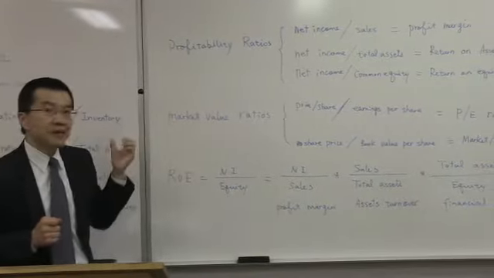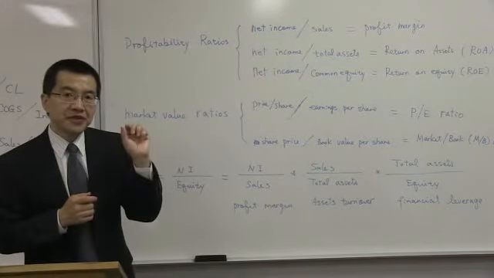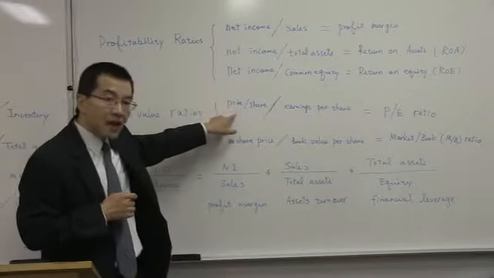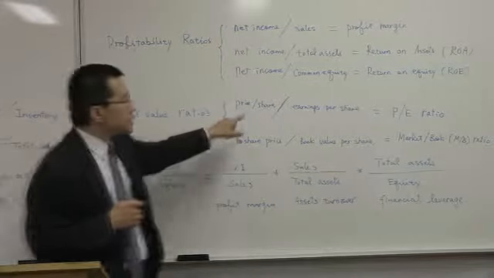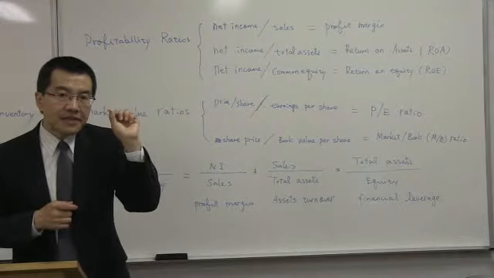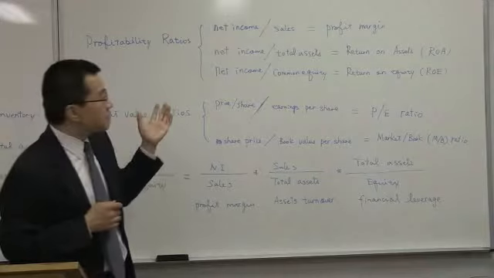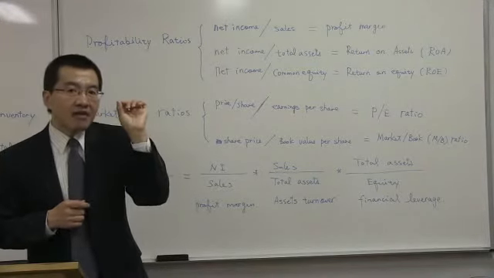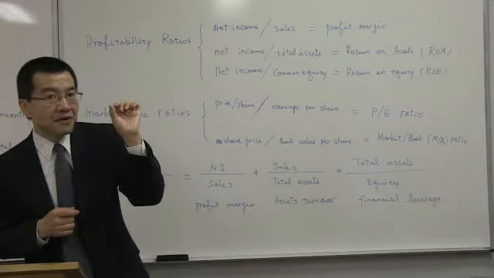For the market value ratios, first we have the PE ratio. The PE ratio is what we call the price and earning ratio. So we use the stock price per share divided by the earnings per share. This one tells you, for every $1 of earnings in the company, what price you are paying to buy the company stock. So if the PE ratio is higher, that indicates for every $1 of earnings in the company, you are actually paying a high price for its stock.